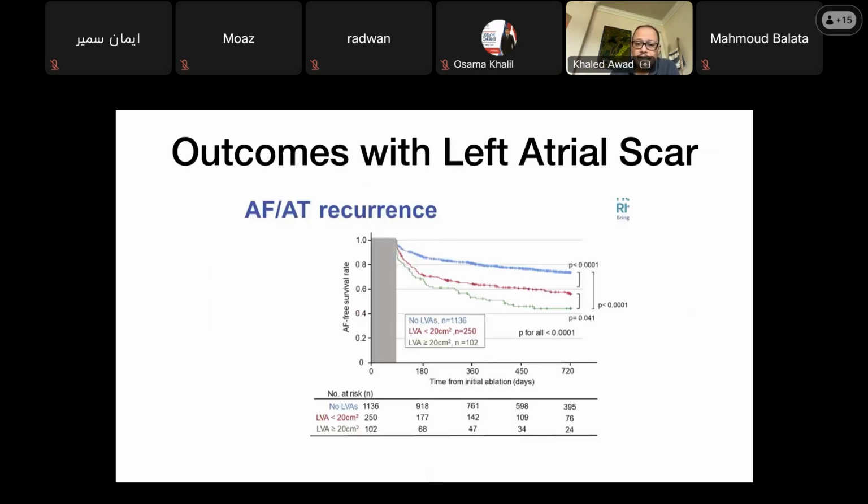Again, just showing it in a different way. If you had no voltage abnormality, this is your arrhythmia-free survival. If you had voltage abnormality, then if you had mild voltage abnormality, if you had severe voltage abnormality, you saw increasingly worse arrhythmia-free survival.